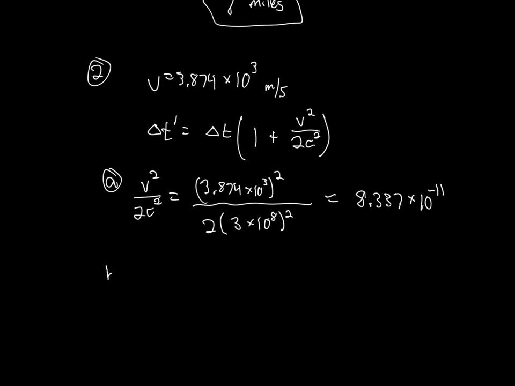And then part B asks you how slowly does someone on Earth see a GPS satellite running over the course of a day? Okay. So how do I find that? How slowly a clock runs over the course of a day. They gave us this equation, delta t prime equals delta t times 1 plus v squared over 2c squared.